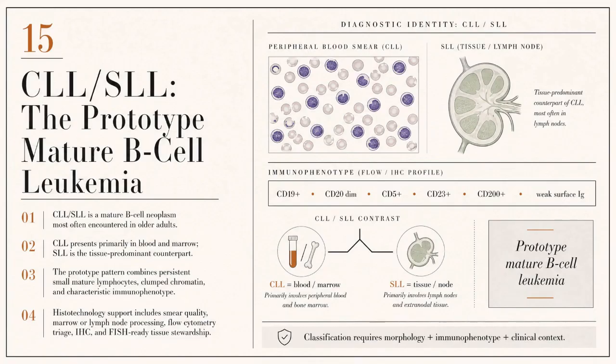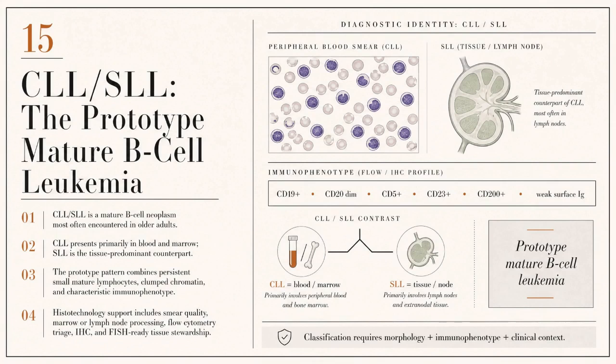From a pathological standpoint, CLL/SLL arises from a clonal proliferation of mature B lymphocytes. These cells typically present with a sustained lymphocytosis in peripheral blood or as lymphadenopathy in tissue biopsies, but without the aggressive clinical features seen in other lymphomas.